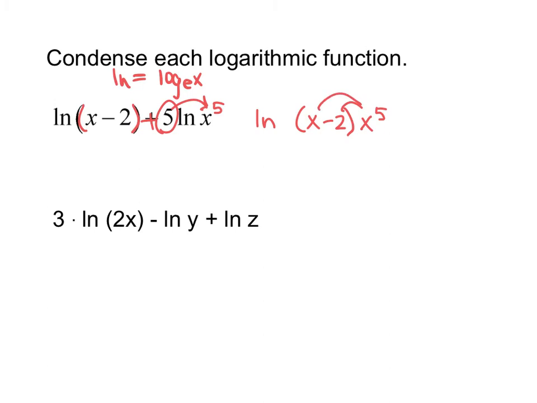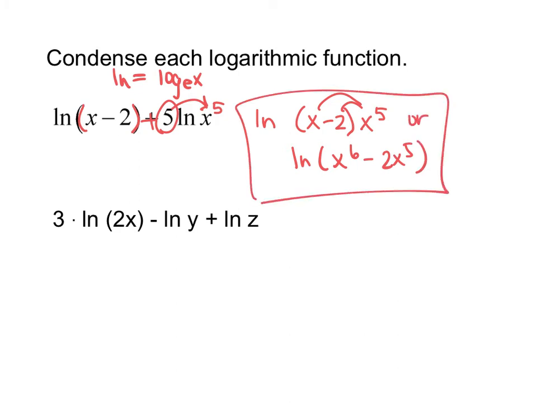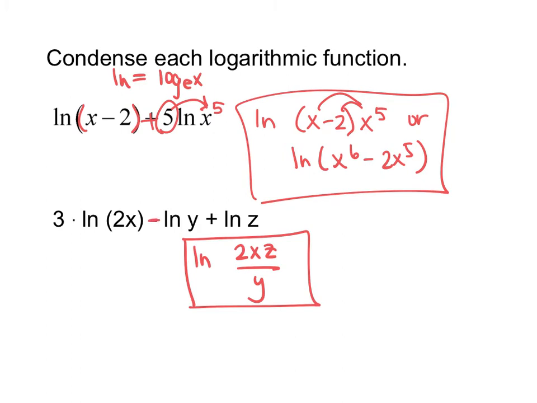You could actually also distribute this. I would accept either one of these answers right here. That one or that one. And you can try the last one. And this is what you should have for the answer. Reason being, before this natural log, before the y, is a subtraction. That goes on the bottom, but everything else goes on the top because everything has a plus sign before it.